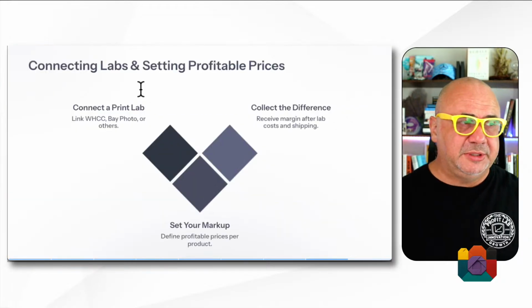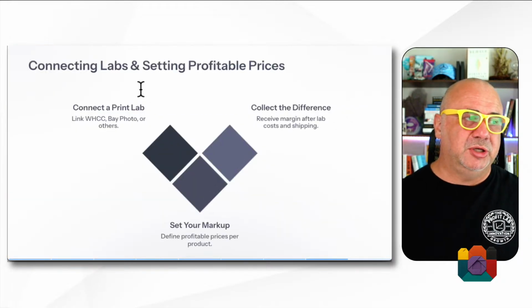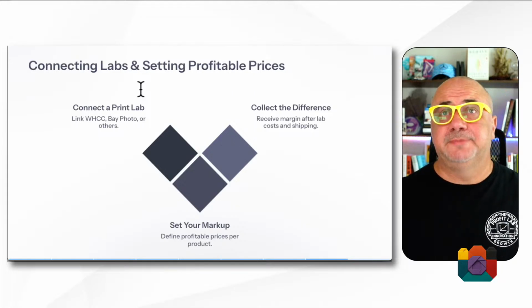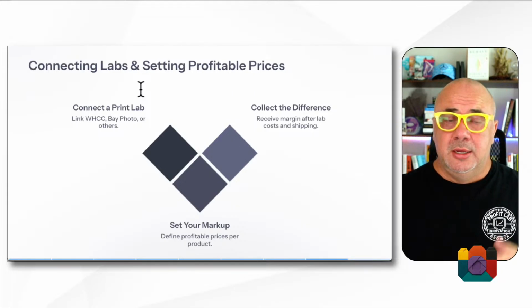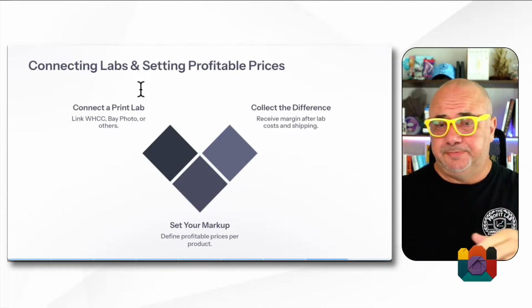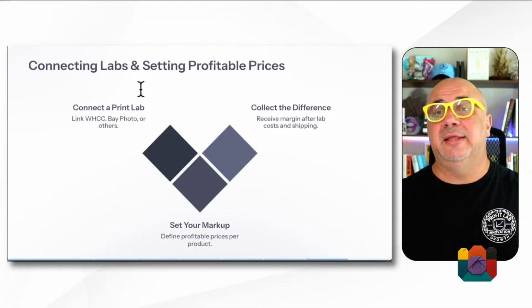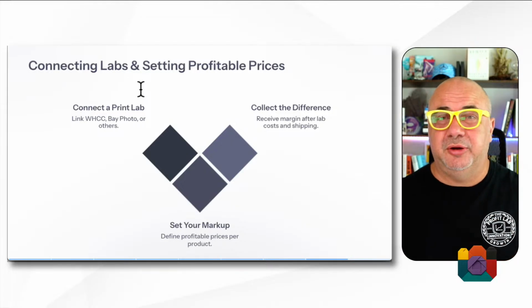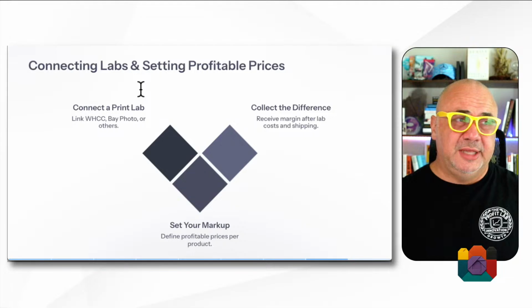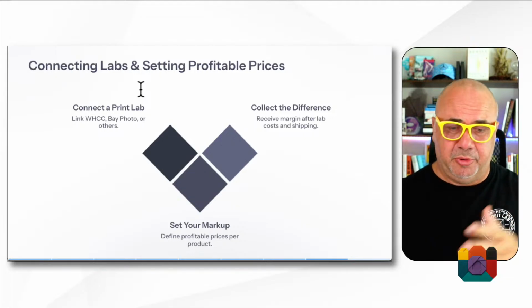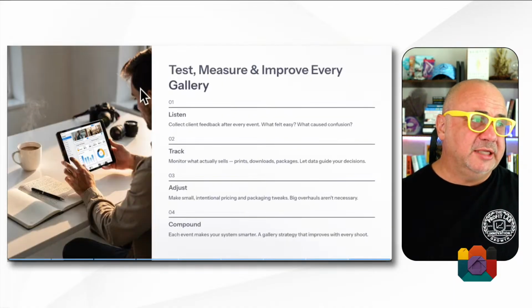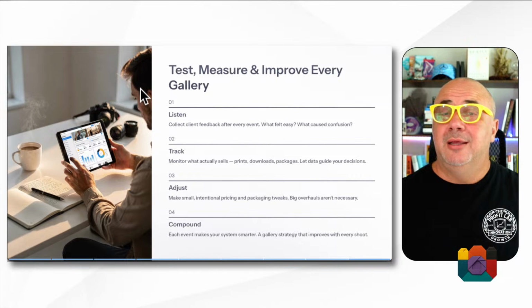So then the last step is collect the difference. So receive margin after lab costs and shipping. How does that work? They get the gallery, they order the prints, you get the money, they get the product shipped to them. You're not involved. Pretty straightforward stuff. It's actually pretty nice. It's nicely packaged, so it's a premium product. Looks great. And then test, measure, improve every gallery.